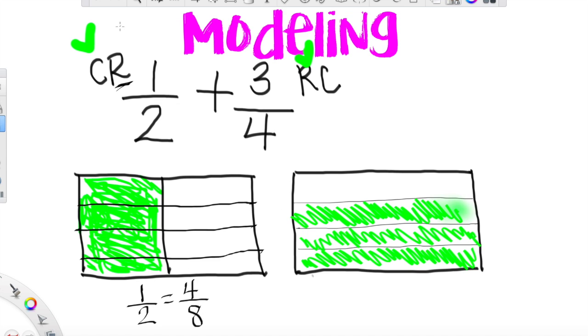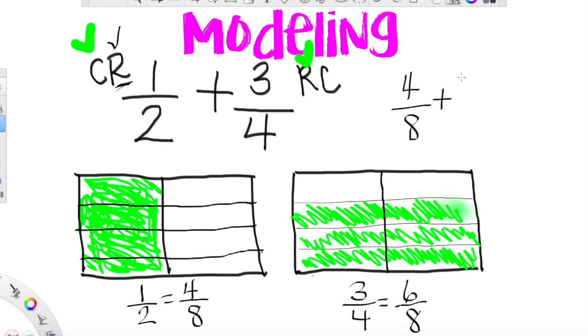Now, friends, I've done my rows. Now we're going to put columns on top of our rows. How many columns? 2, because 1/2 has 2 in the denominator. So when I lay my columns on top of my rows, I am showing that 3/4 is also equal to 1, 2, 3, 4, 5, 6 out of 8, because this rectangle is now divided into 8 total units. So I can rewrite our number expression as 4/8 plus 6/8.